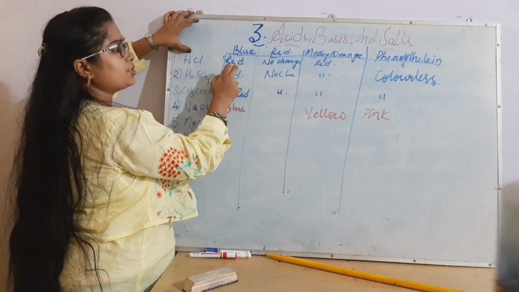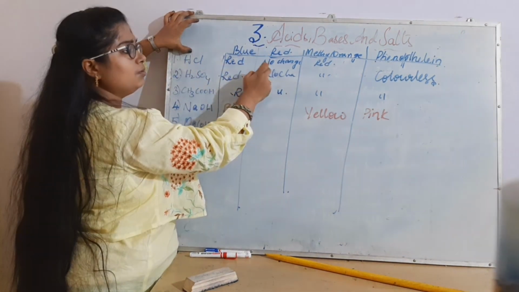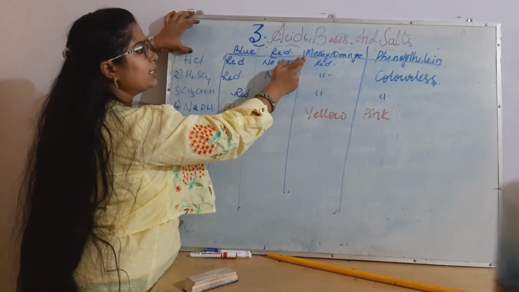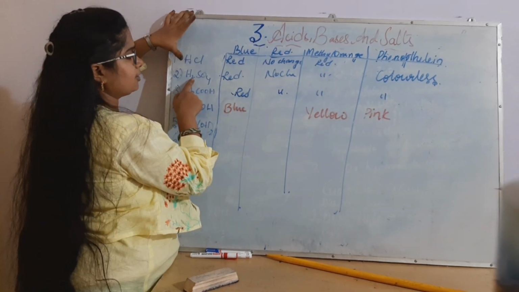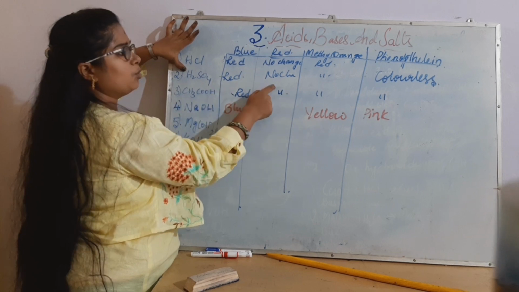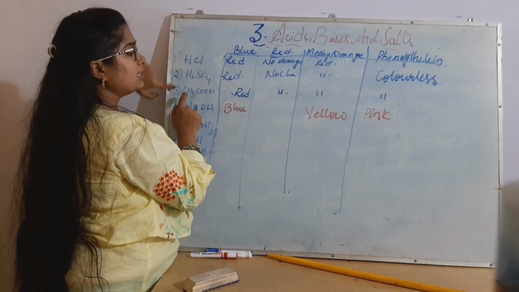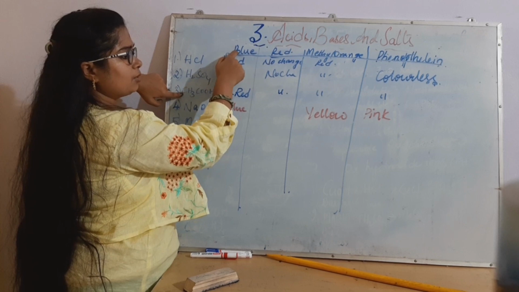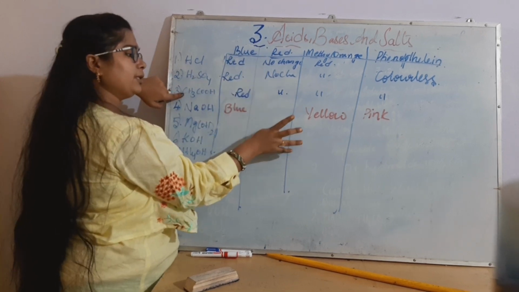An acid turns blue litmus paper to red, and red litmus will not have any change. Methyl orange turns red, and phenolphthalein becomes a colorless solution. The same for H2SO4: red, no change, red, colorless solution. Blue changes to red, and in red, no change will be there.